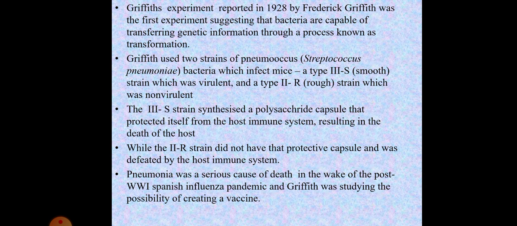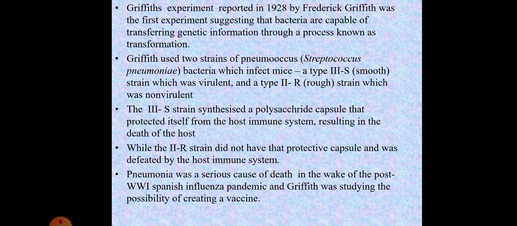Generally we know that genetic information is transferred through inheritance, but Griffith proved that genetic information is transferred from one strain to another strain, that is, between bacterial strains. Griffith used two strains of the pneumococcus bacteria, the species Streptococcus pneumoniae, which infects mice. He chose two strains: type 3S, the smooth strain, which was virulent or pathogenic, and type 2R, the rough strain, which was non-virulent or non-pathogenic.